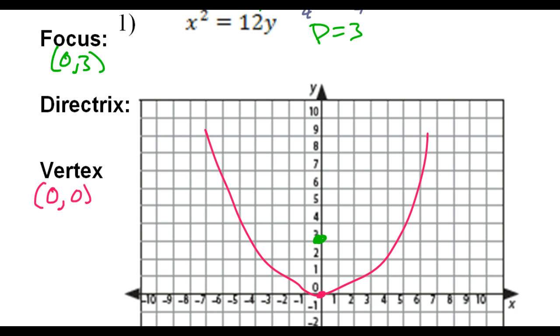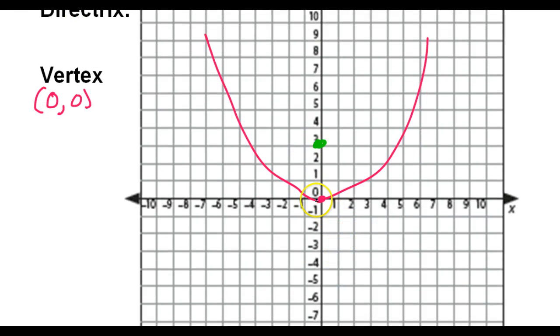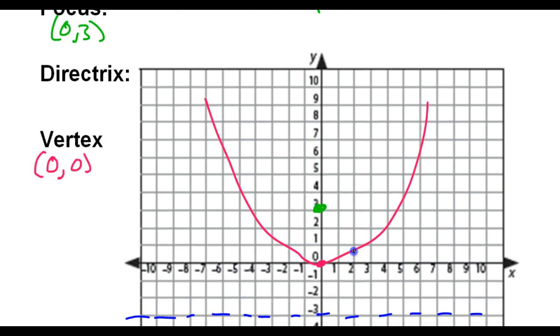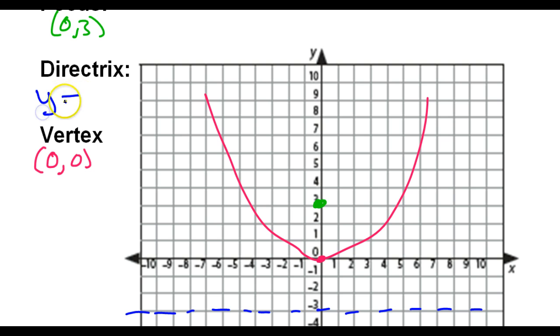All right, it also tells me that I'm going to go 3 down for my directrix. Okay, so here's my directrix. And horizontal lines are always y equals, so this is the line y equals -3.